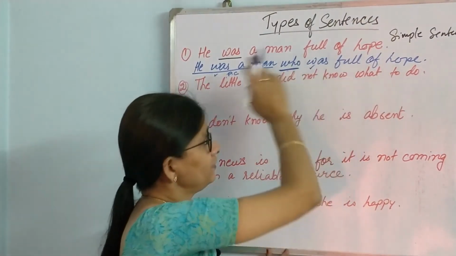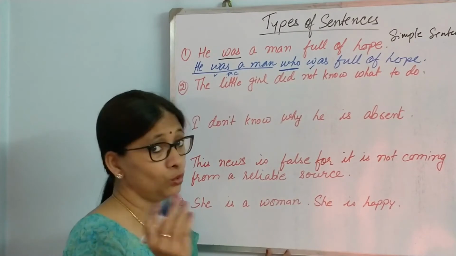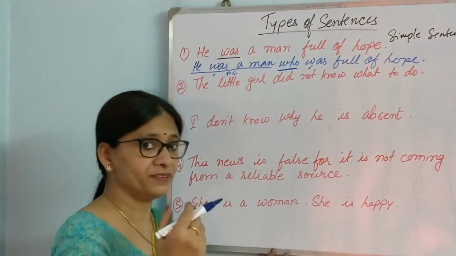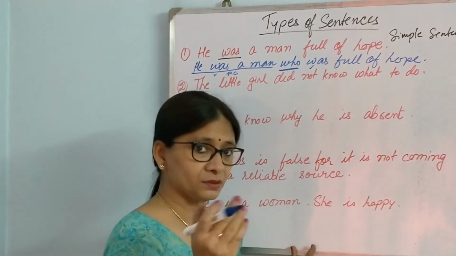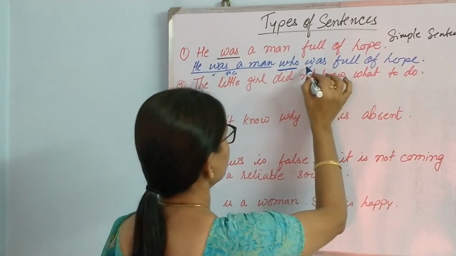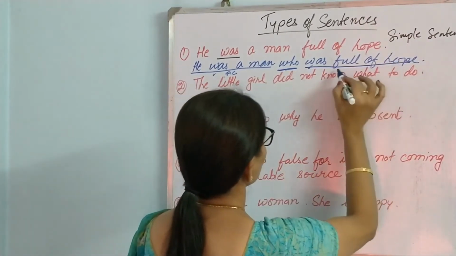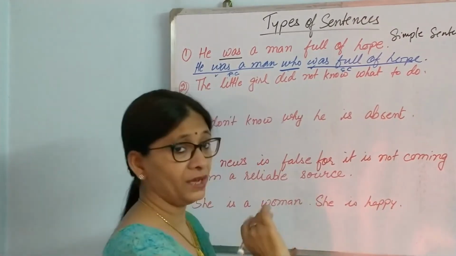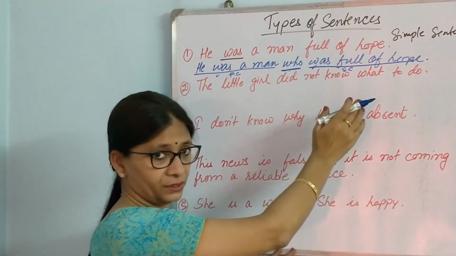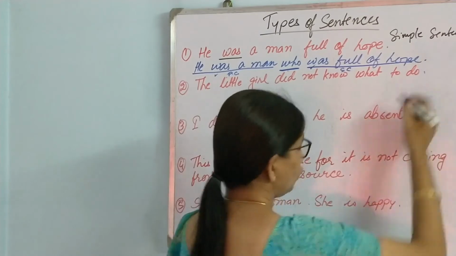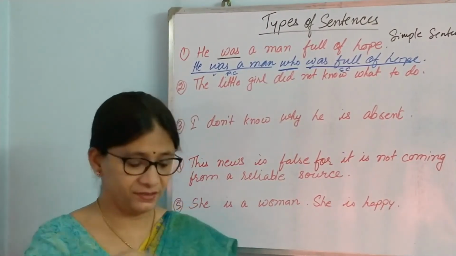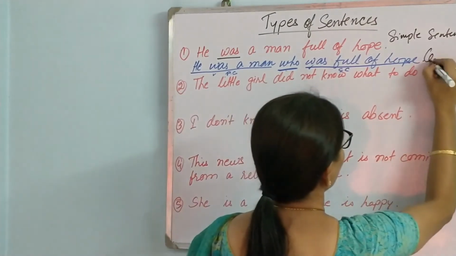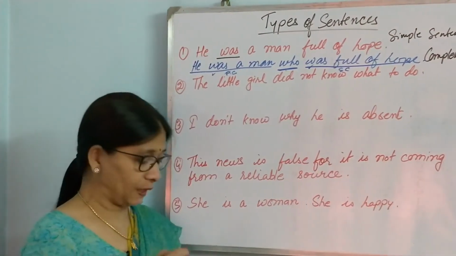Who was full of hope. Now this part is dependent on the principal clause. If the word who is there, then automatically, most of the time it is a subordinate clause. So this is a subordinate clause. A sentence with one subordinate clause is a complex sentence. So this sentence becomes complex. Can we make it compound? Let us see.